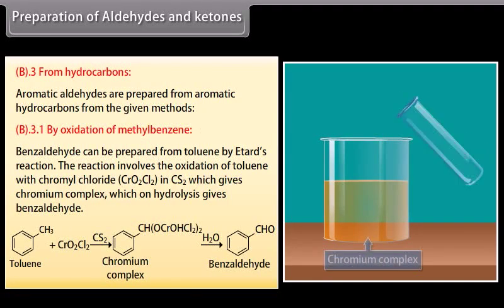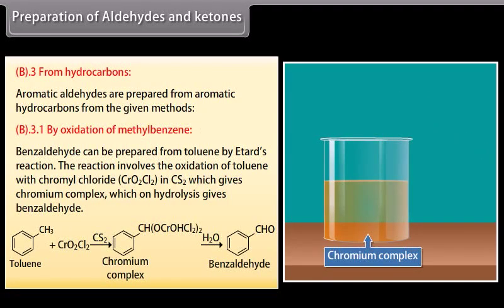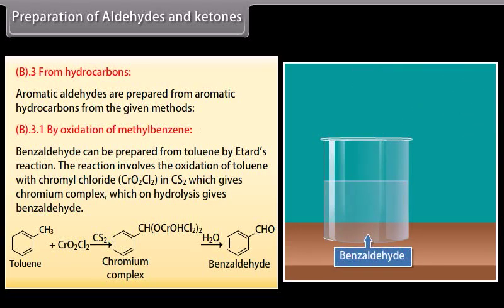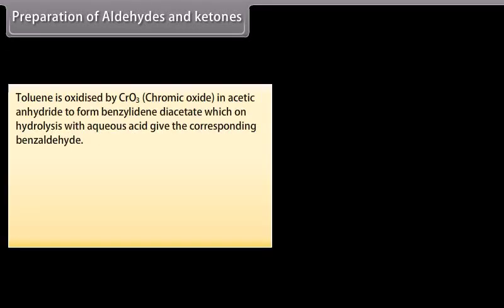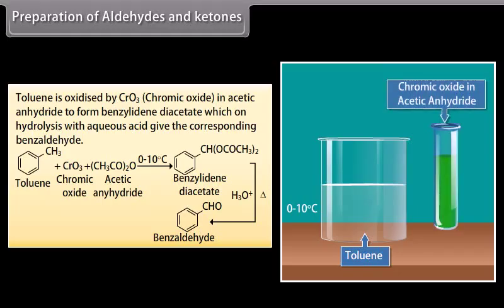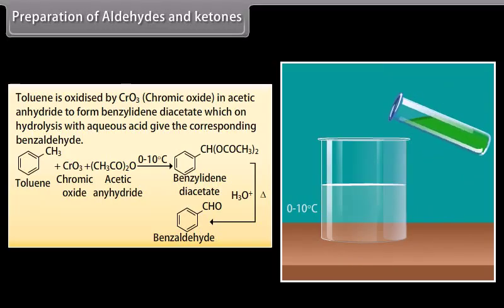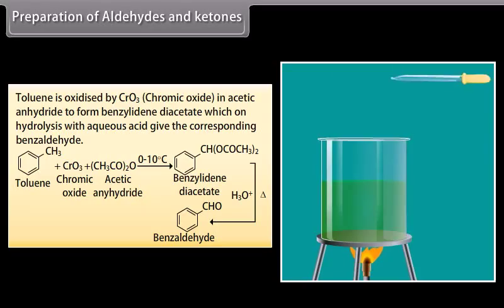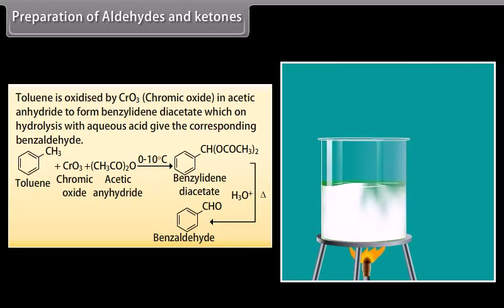The reaction involves the oxidation of toluene with chromyl chloride in carbon disulfide, which gives a chromium complex, which on hydrolysis gives benzaldehyde. Toluene is oxidized by chromic oxide in acetic anhydride to form benzylidene diacetate, which on hydrolysis with aqueous acid gives the corresponding benzaldehyde.